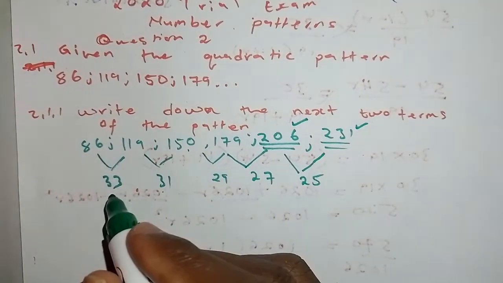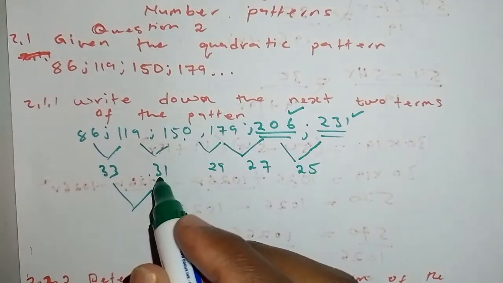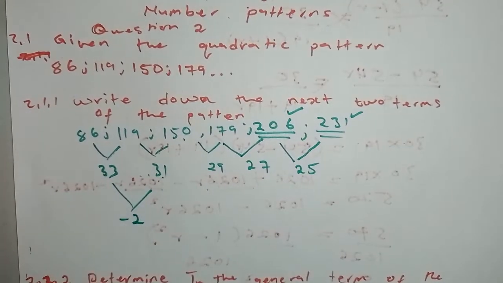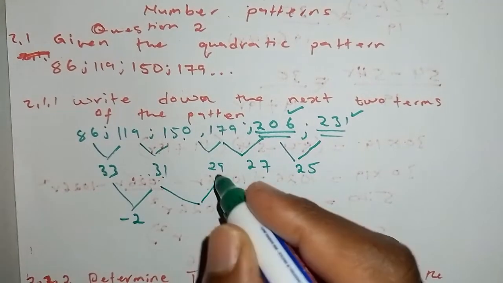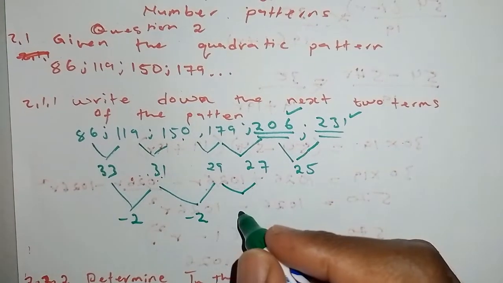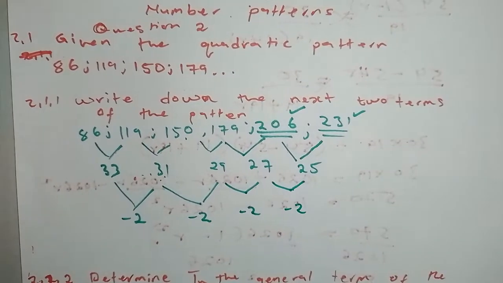If you continue with that, you're going to get the second common difference: 31 minus 33 gives negative 2, 29 minus 31 is negative 2, 27 minus 29 is negative 2, and 25 minus 27 is negative 2 as well.